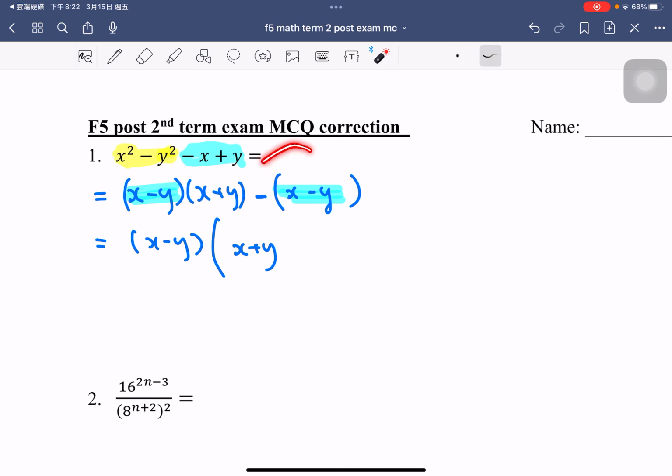But it seems like on the right-hand side there's nothing, but still you can say this times 1 here, isn't it? So times the 1. As the x minus y is gone, the thing we have left is just minus the 1. So x plus y minus 1 is the final answer.